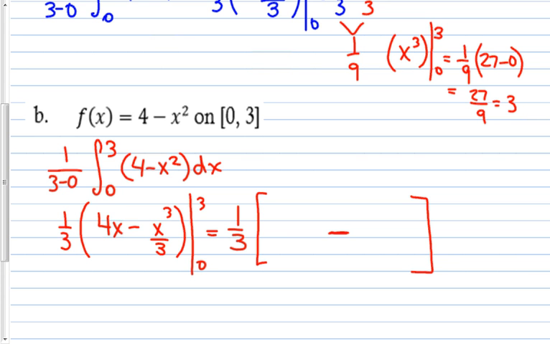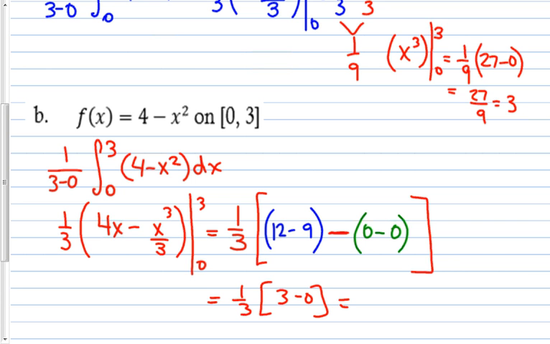So let's see. Plug in the 3. So 4 times 3 is 12 minus 3 cubed, which is 27, divided by 3, which is 9. If I did my math correctly. And then plug in the 0. So 4 times 0 is 0, minus 0 cubed divided by 3 is still 0. So then I get 1/3. 12 minus 9 is 3, minus 0. So 1/3 times 3, so it's 1.